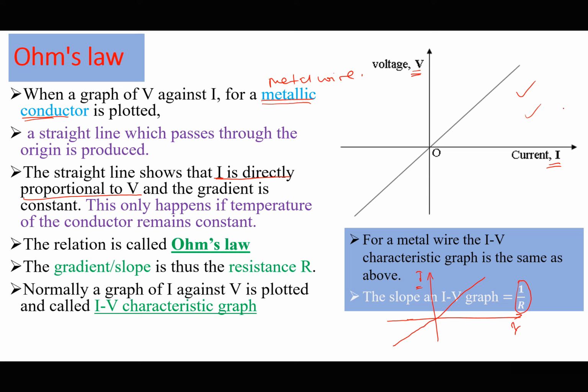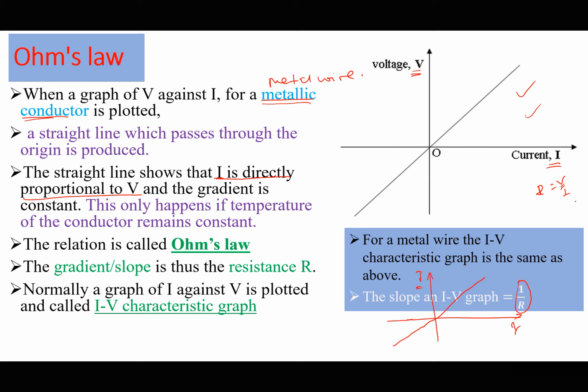As long as it's a metallic conductor, a graph of V against I is a straight line through the origin, or a graph of I against V is a straight line through the origin. But if it is V against I, remember resistance is equal to V over I. So if it is V against I, then the gradient is the resistance. However, if it is I against V, we have got the reciprocal, so the gradient of the slope is going to be 1 over R. You should note that very carefully.